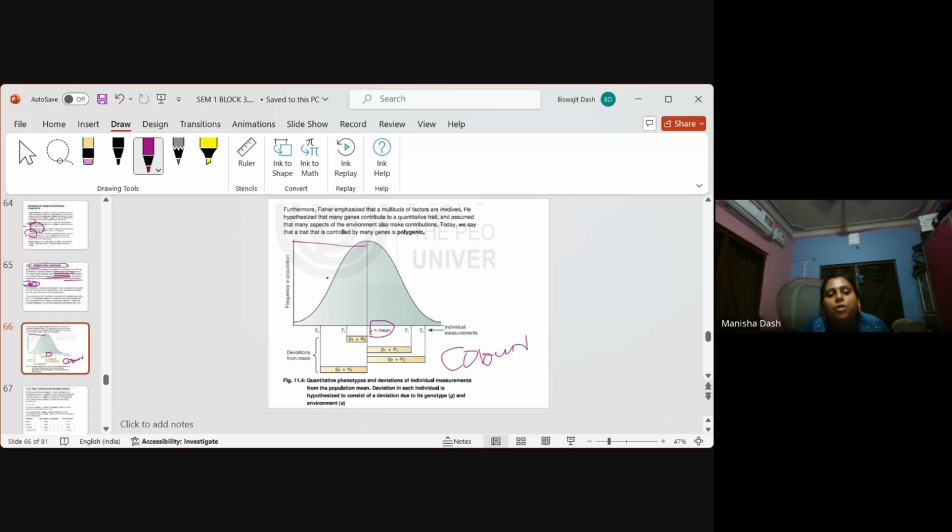Now, how are the other members differentiated from this? That is because of the variation, as you can see, given as G1 and E1, G2 and E2, like this. So why this trait is different from the mean value is because of a difference in the genotype and because of the environmental influence on the genotype.